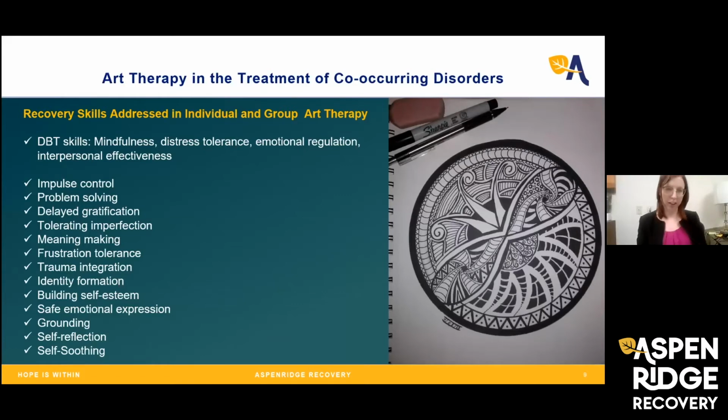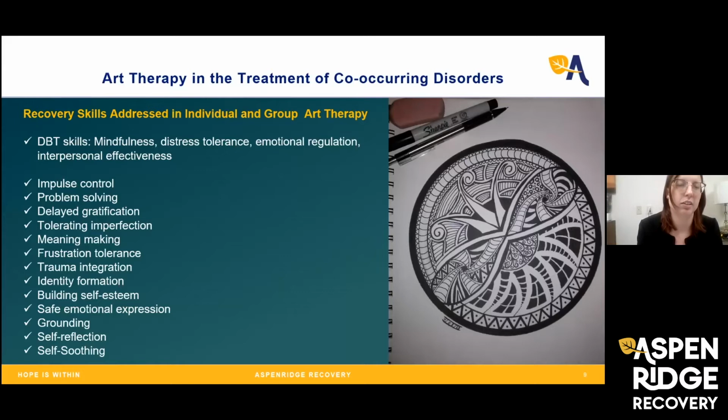These are some of the recovery skills that we're addressing in individual and group art therapy. And DBT is a big thing in Northern Colorado, so I put those up there. The mindfulness, distress tolerance. Distress tolerance is like frustration tolerance when you don't have control over things. What can you do about it? Emotional regulation and interpersonal effectiveness is how we communicate with others and get our needs met effectively.